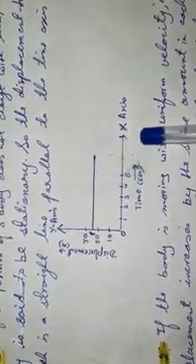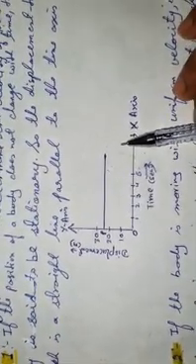From this graph we can determine the velocity of the body. Here children, now see, we will take time on the x-axis and displacement on the y-axis. From this graph we can determine the velocity of the body. Now this is divided into 3 parts.